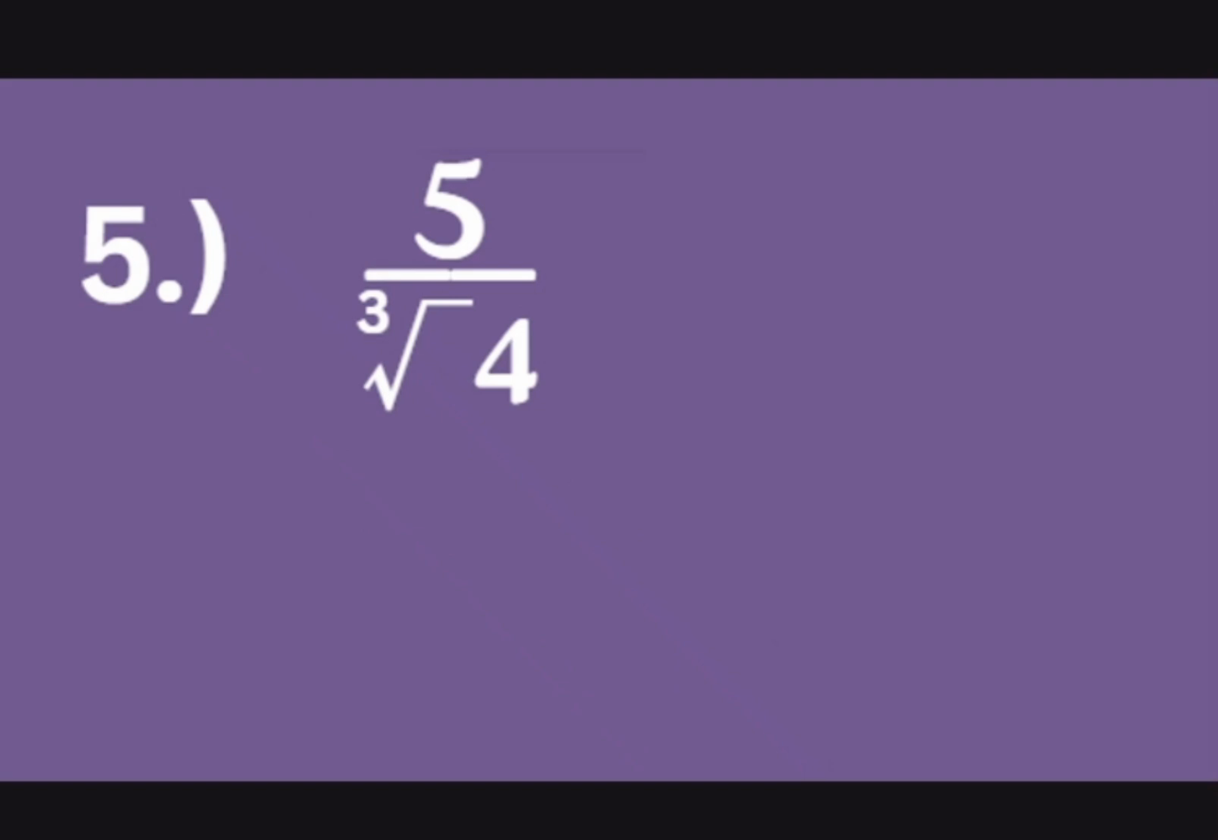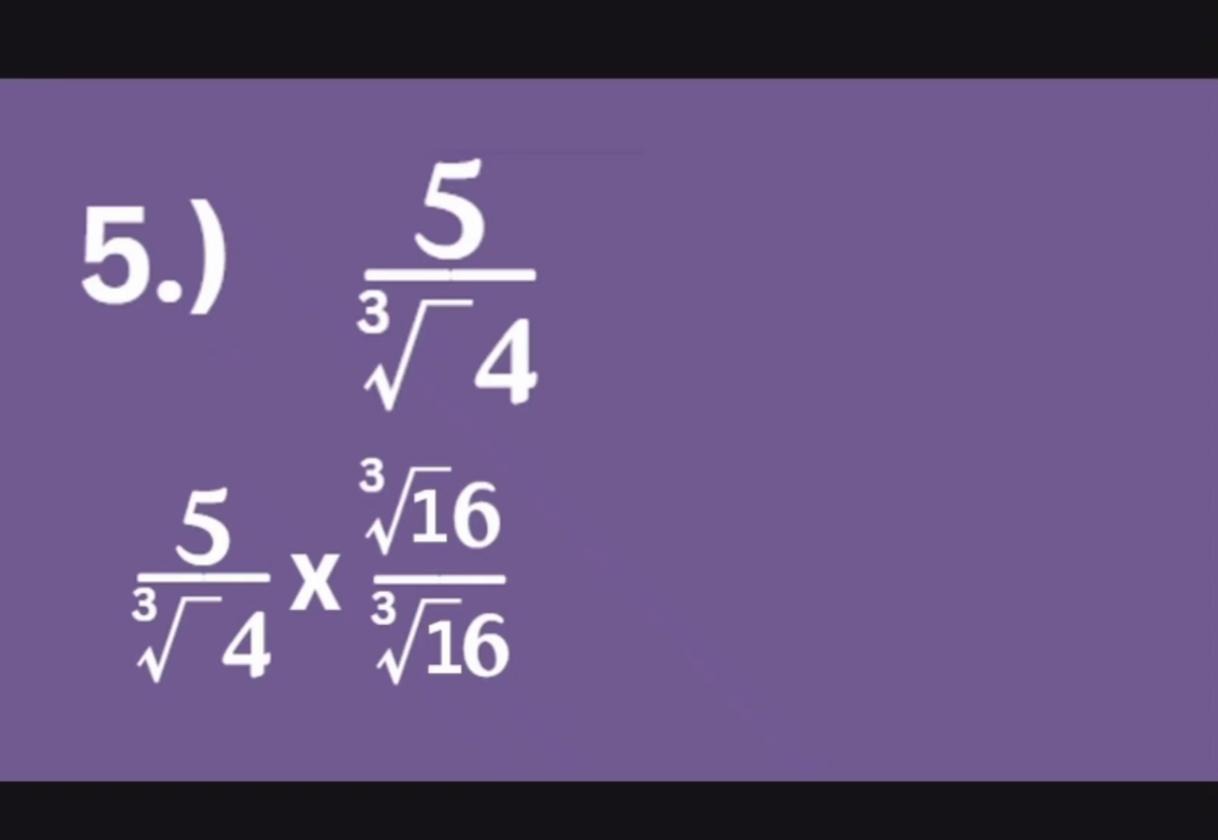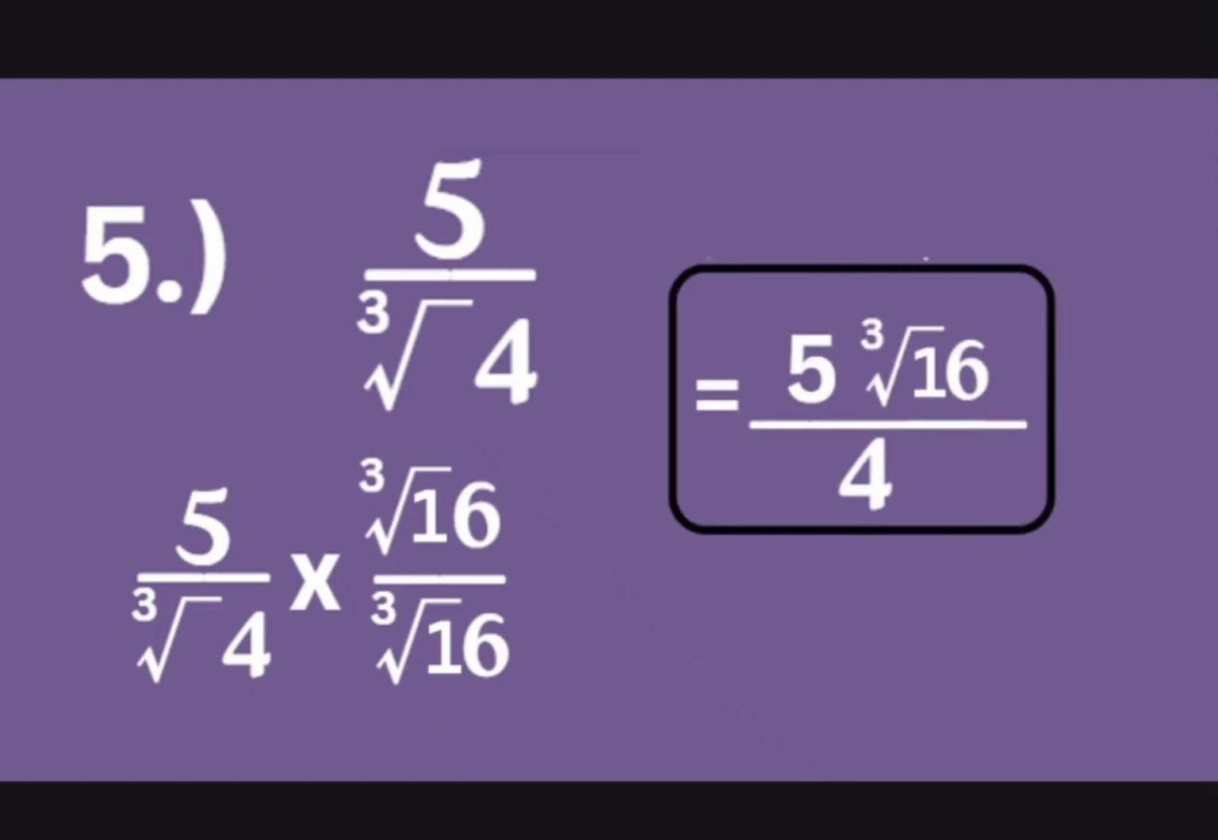Our fifth example is 5 over cube root of 4. First, we need to find a number that if we multiply it to 4, will result in a perfect cube root. That number would be 16. Next, we multiply the numerator and the denominator by that factor. 5 times cube root of 16 is equal to 5 cube root of 16. Cube root of 4 times cube root of 16 is equal to cube root of 64, which is 4. So the final answer is 5 cube root of 16 over 4.